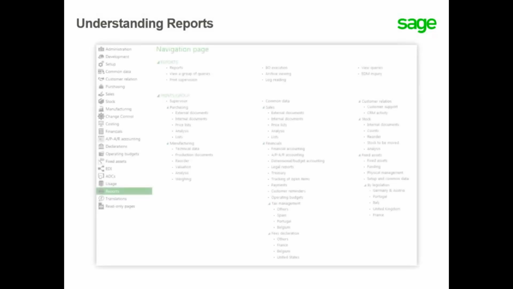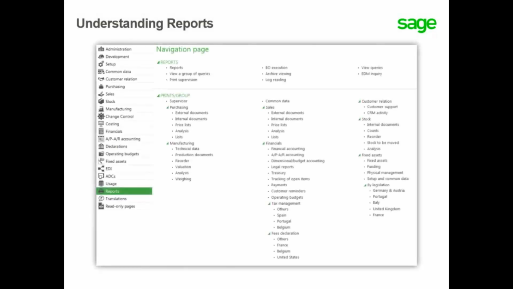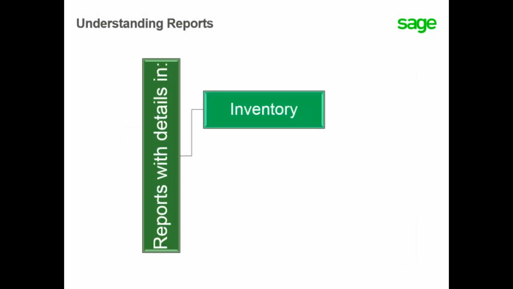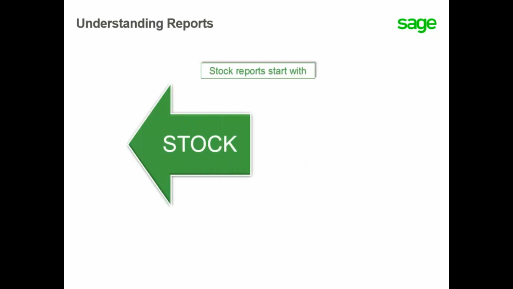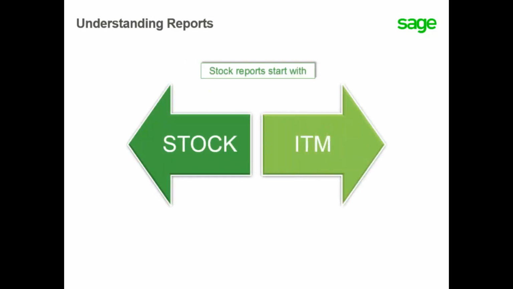In this topic, you will understand various reports and inquiries for managing stock. Now, there are several reports available that detail information on settings defined in inventory, products, and transactions entered. The stock reports in the reports function start with STOCK for stock specific and ITM for product specific reports.